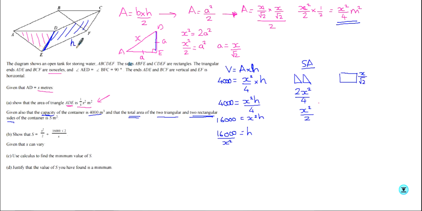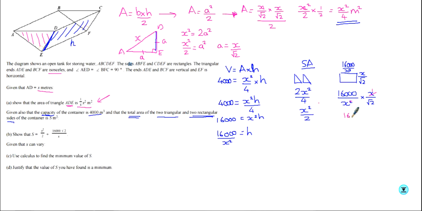Now this is the height of the prism, and we've got an expression for that there. So let's put that on as well. So 16,000 over x squared. So with the area of rectangle, you times these two together. So let's do that. So we've got 16,000 over x squared being multiplied by x over root 2. Okay, I can see straight away that I can cancel here. So it's going to be a 1 there.